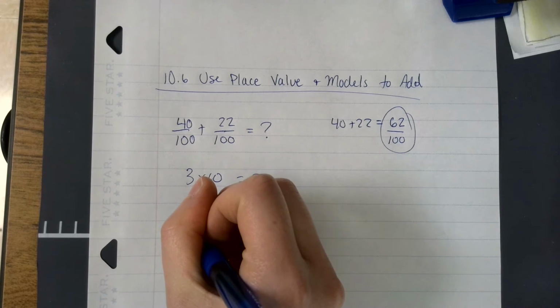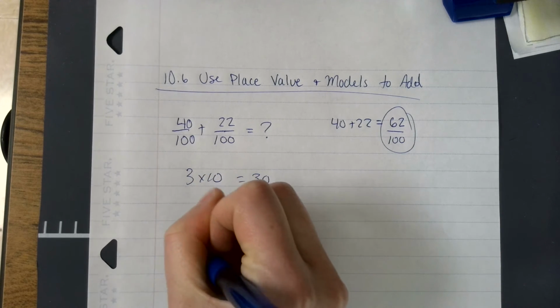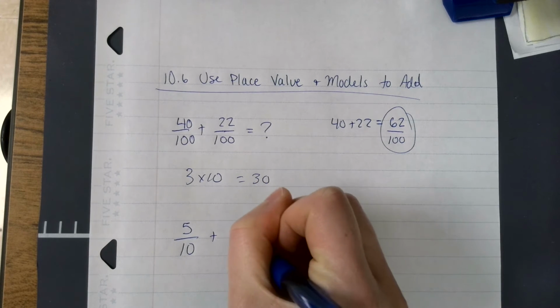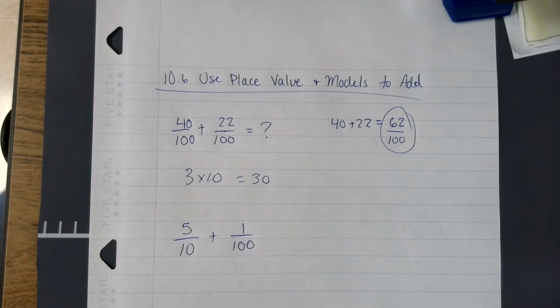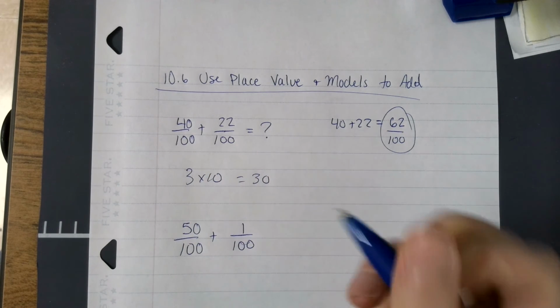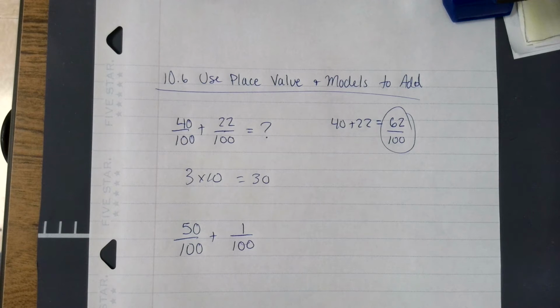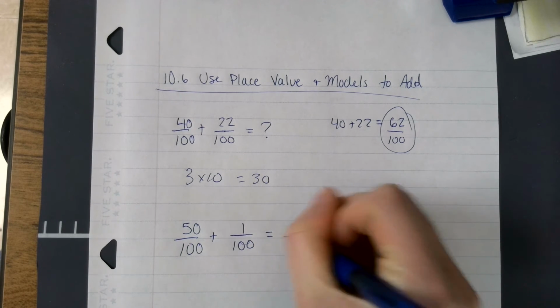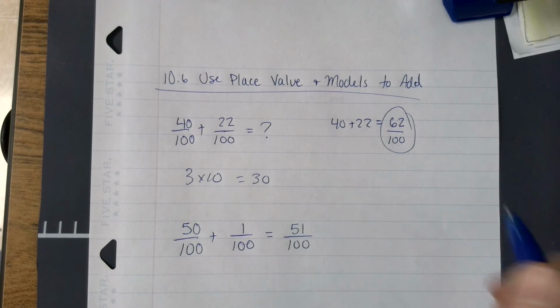What if we have 5 over 10 plus 1 over 100? Okay, again, I have a 10th fraction and I have a 100th fraction, and so I need to multiply this by 10 over 10, which all I have to do is add a 0 to the numerator and to the denominator, and then I can add my numerator and keep my denominator. So 50 plus 1 is 51, and I will keep the denominator of 100.